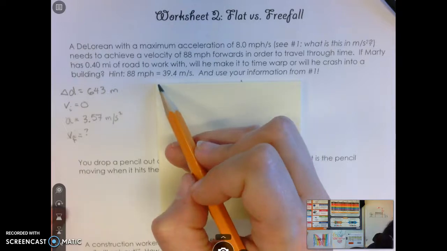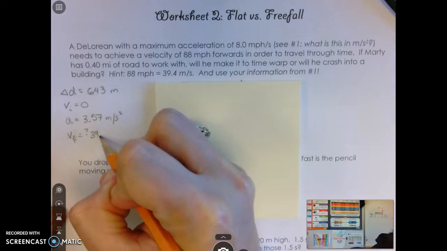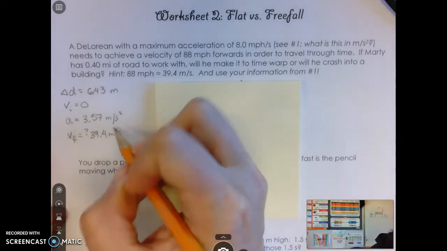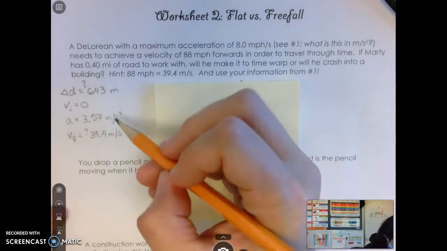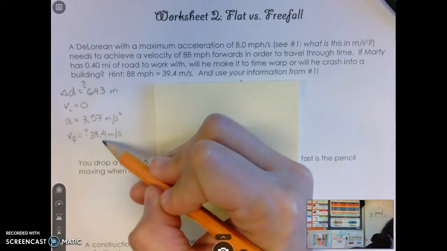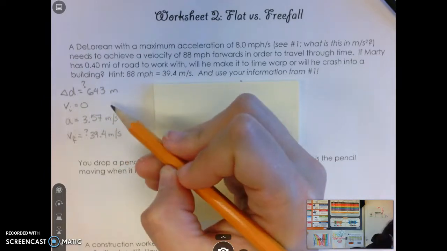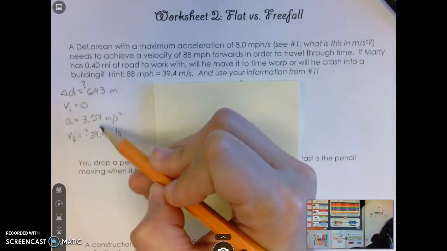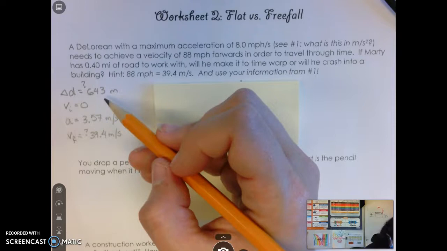An alternate way is to say that he needs to get to 39.4 meters per second and see whether he has enough road. If he needs 200 meters to get to 39.4 meters per second, will he be okay? Well, he's got 643 meters of road. If he needs 800 meters to get to 39.4 meters per second, will he be okay? No, he doesn't have 800 meters of road.